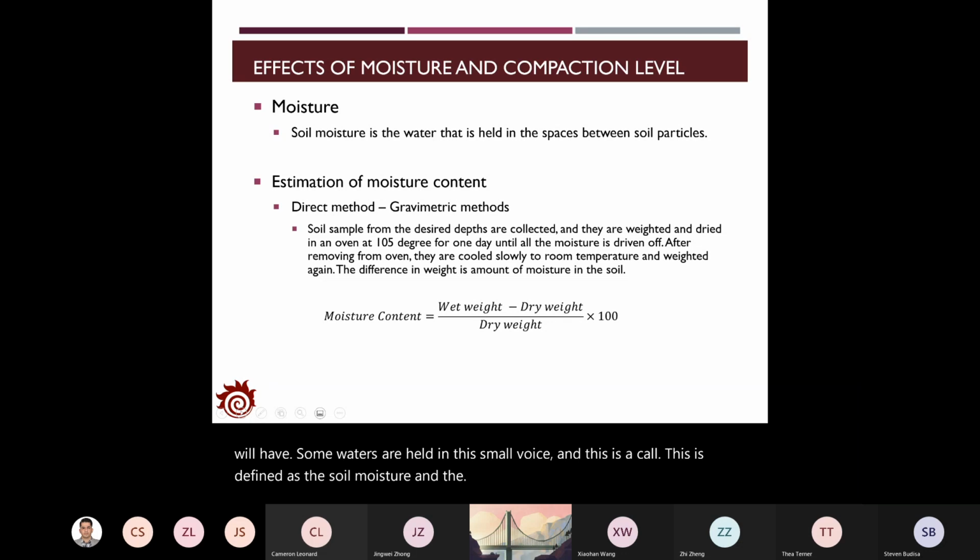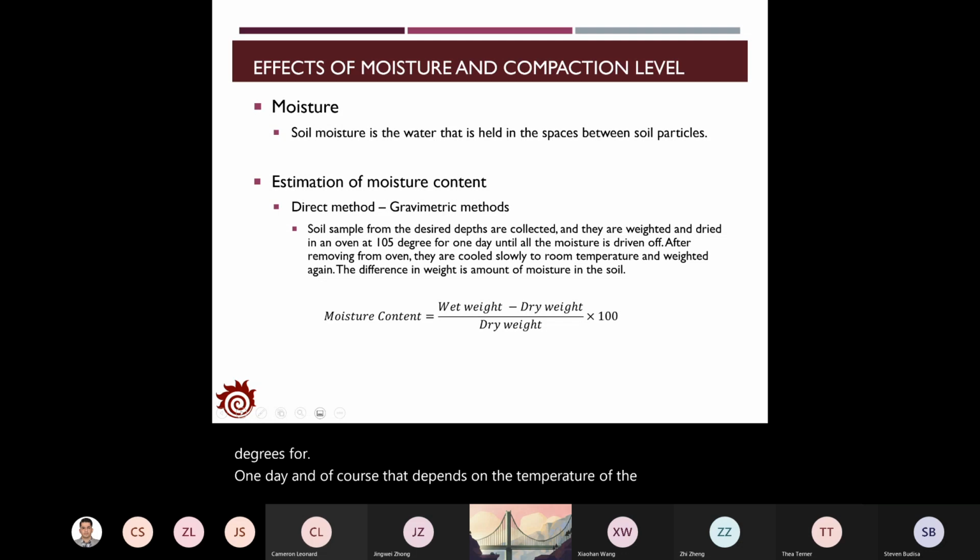And we can actually estimate the moisture contents by using the oven, which is what you are doing in the lab experiment. So first of all, you have to select the sample and weigh it with the certain moisture contents, and that will be the wet weight. And then you have to put the sample in the oven at 105 degrees for 1 day. And of course, that depends on the temperature of the oven. In our lab, we don't need to wait for so long.